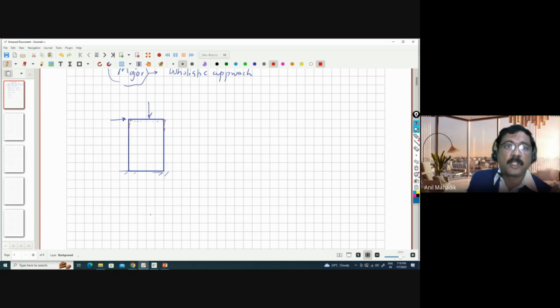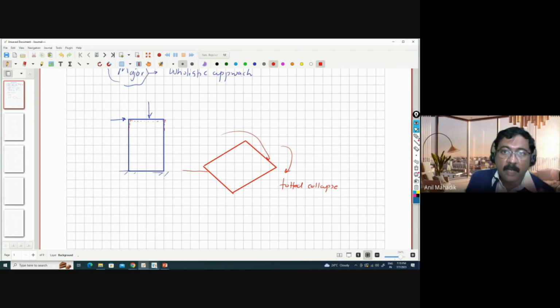But if after the load application your structure falls down like this, this is a failure. This is too much excessive deflection. Excessive deflection is total collapse or partial collapse also. I can say it is a collapse. It is not a deflection, it is a collapse. See, it fell down.